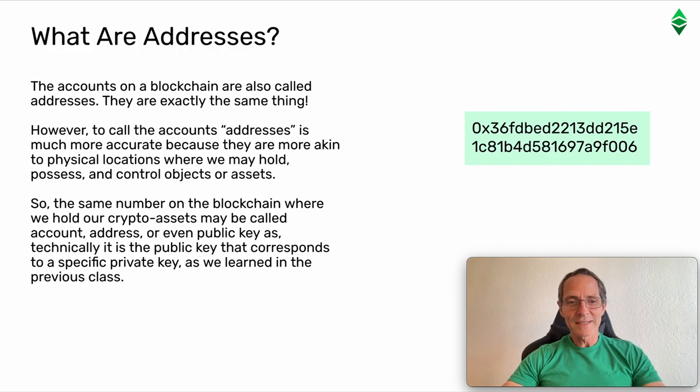What are addresses? The accounts on a blockchain are also called addresses. They are exactly the same. However, to call the accounts addresses is much more accurate because they are more akin to physical locations where we may hold, possess, and control objects or assets. So, the same number on the blockchain where we hold our crypto assets may be called account, address, or even public key, as technically it is the public key that corresponds to the private key, as we learned in the previous class.